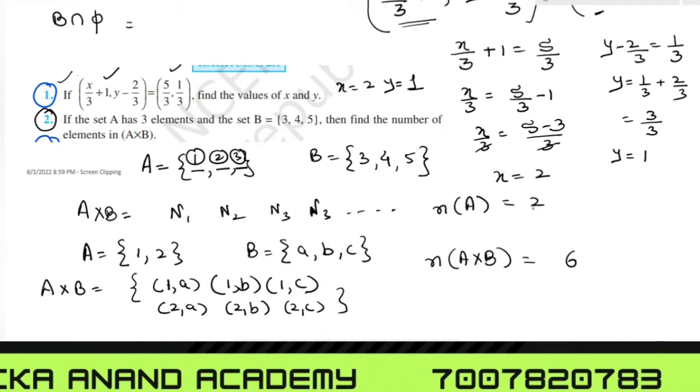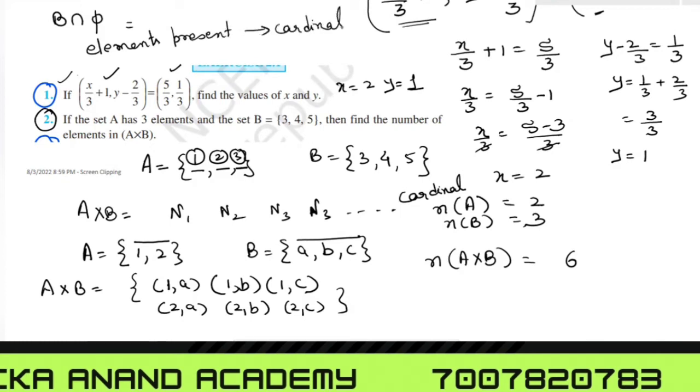2, and the cardinal number of B is 3. 1, 2, and this is 3. Clear? This is known as cardinal number, that means the number of elements present in a set.